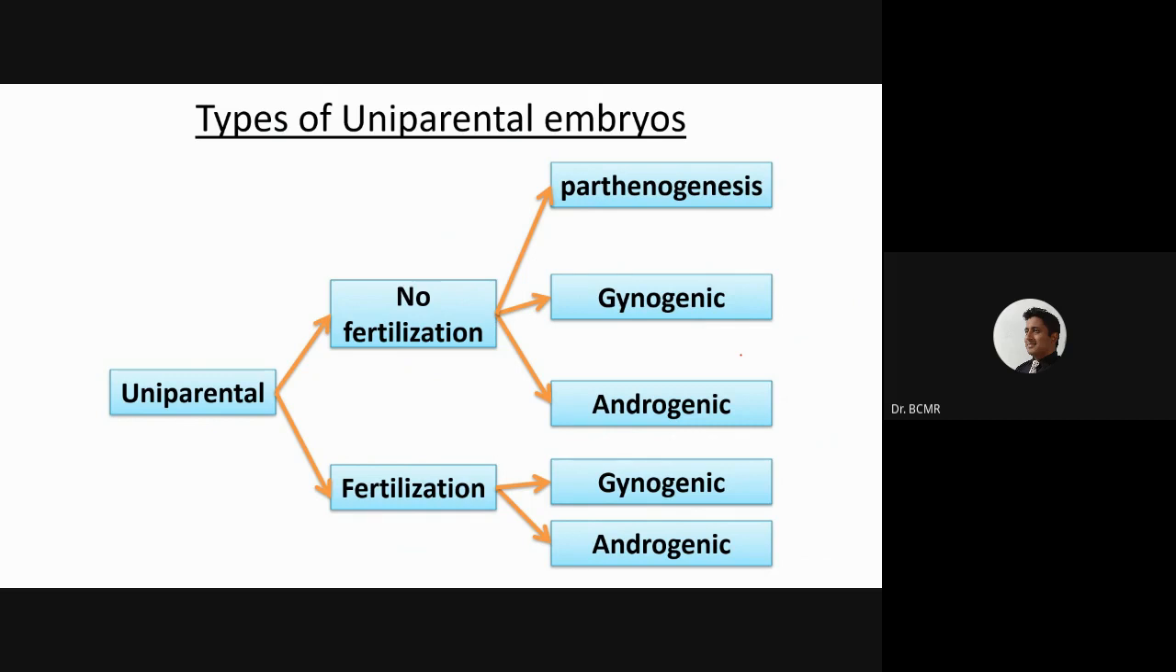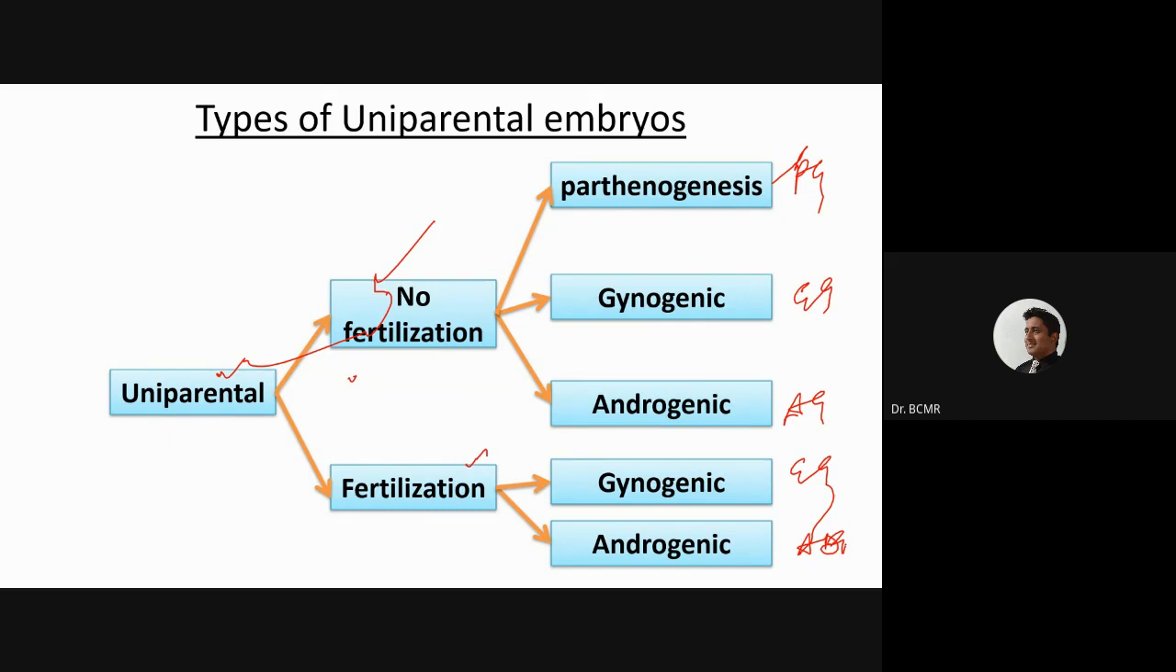So we were discussing uniparental stem cells, those that could be generated without fertilization and those that could be generated with fertilization. We discussed PG, GG, AG, and GG and AG. There is some problem with the graphics tablet, but I hope you can adjust.